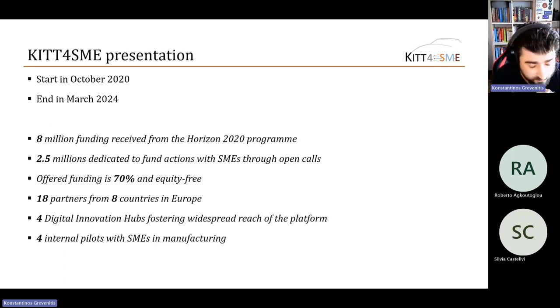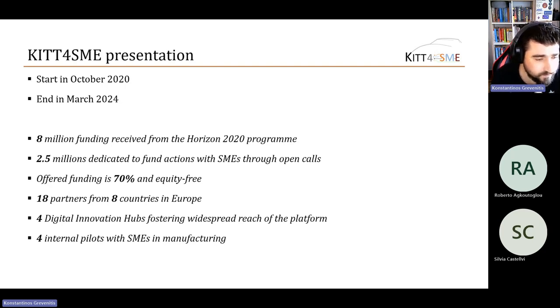Now, about the KITT4SME project itself. The KITT4SME project has lasted for almost 4 years and is going to finish in March of 2024. So it's a 42 months long project. It has been funded by the European Commission with 8 million euros. And 2.5 million of them have been invested into open calls with SMEs who have used the KITT4SME platform.